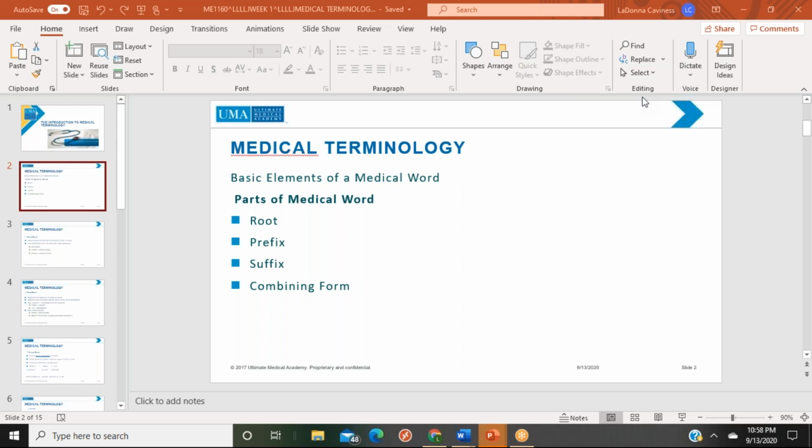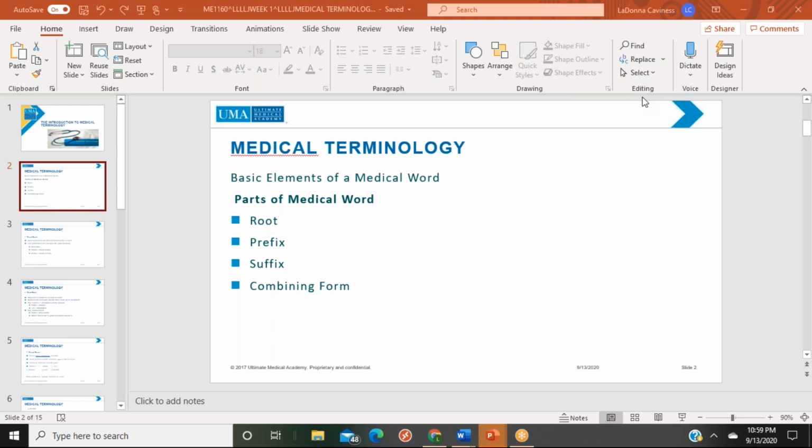So let's take a look at prefixes. A prefix usually, but not always, indicates a location, time, number, or status. A prefix comes at the beginning of the word. Let's take a look at suffix. A suffix usually, but not always, indicates the procedure, condition, disorder, or disease.